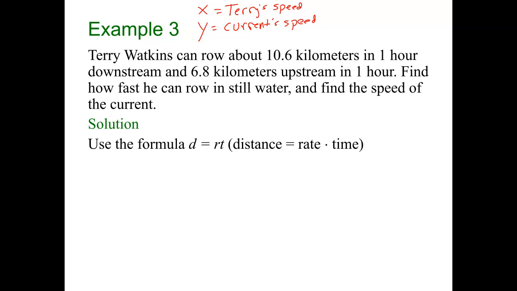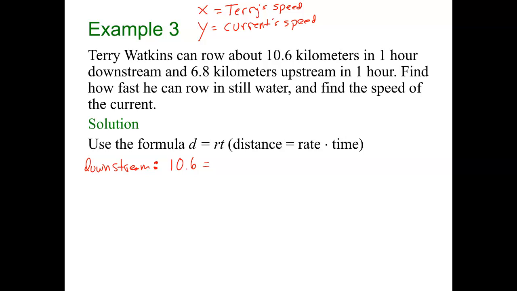Now, we're going to use our formula distance equals rate times time. We're going to have two things when we talk about upstream and downstream. We're comparing his upstream and his downstream. So let's start with downstream. What was his distance downstream? 10.6 kilometers. Now his rate.